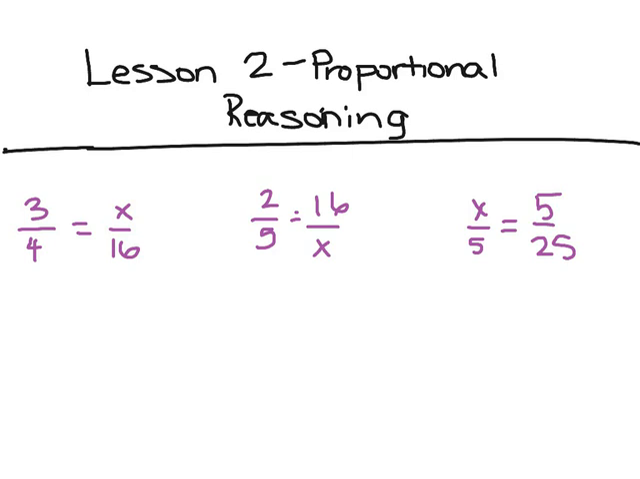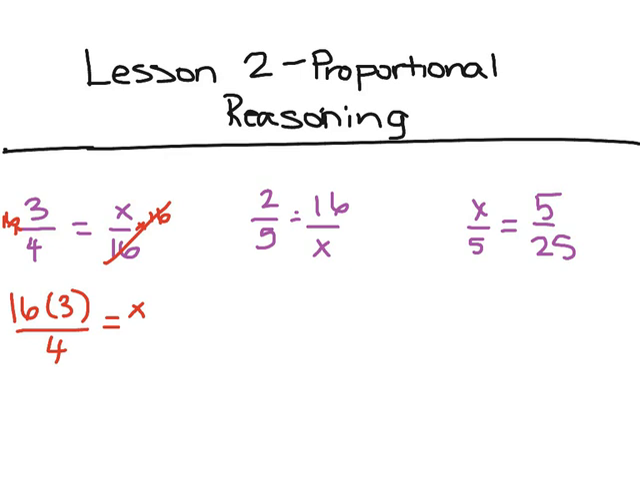So 3 over 4 is equal to x over 16. What we want to do is solve for x. So when we solve for x, we've got to get x by itself. Since we're dividing by 16, we're going to times both sides by 16. Cross this out. So on this side, we have 16 times 3 divided by 4 equals x. Now that we have x by itself, we can multiply it out.